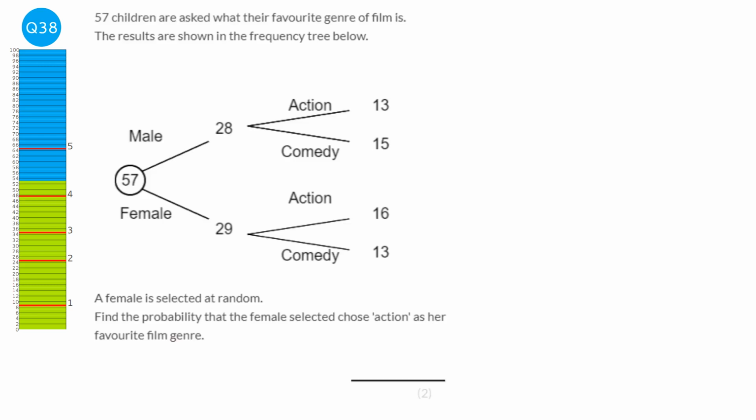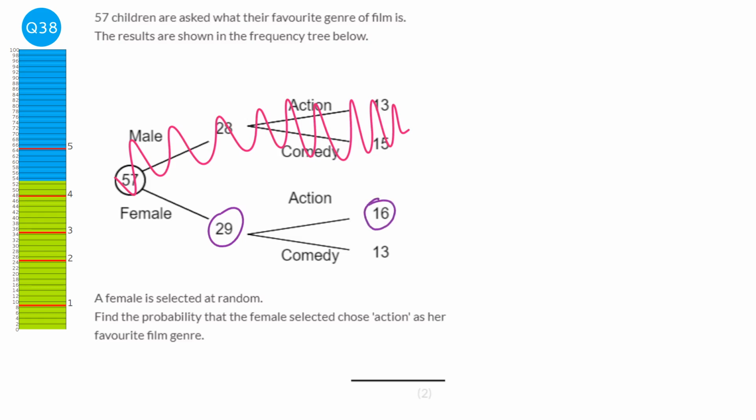The important thing to realise in this question is that we know a female has been selected, so we can just get rid of all of this part of the frequency tree because it's not relevant, because we know a female has been selected. So there's 29 females altogether, and we're looking for the probability that the female chosen at random picked action. So it's just simply 16 over 29.